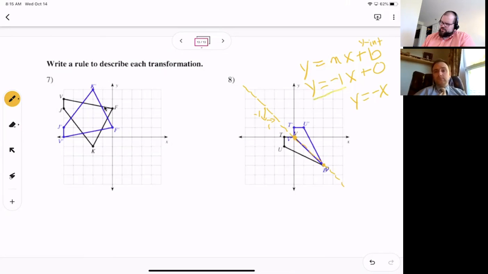Would it be okay for us to write that like the -1x plus 0 if that makes us more comfortable? Totally fine. Cool. We did it, Mr. Carlson. We're the best. It's true.